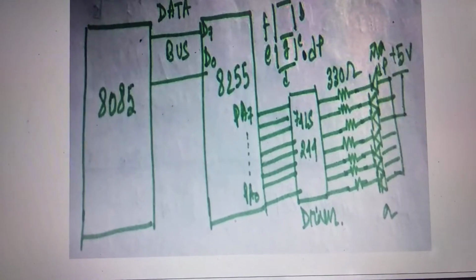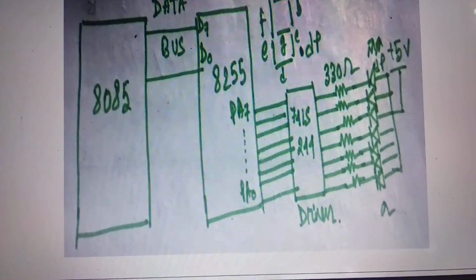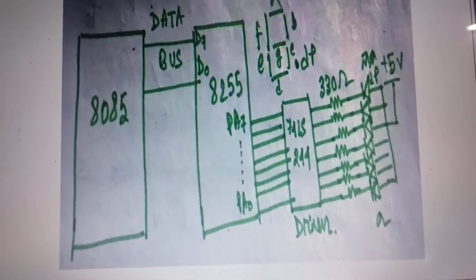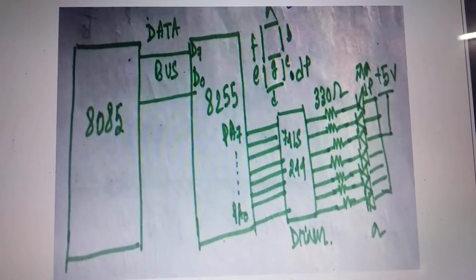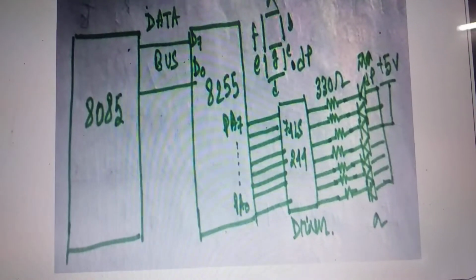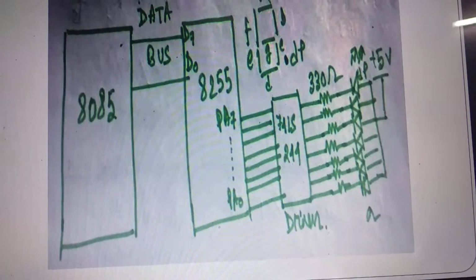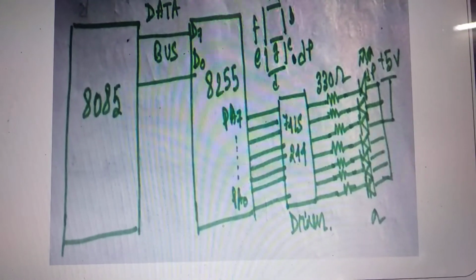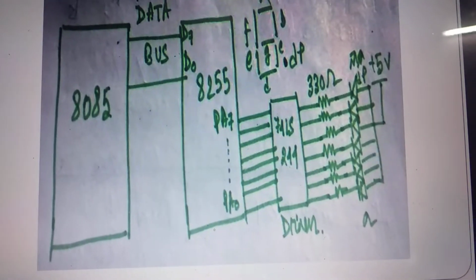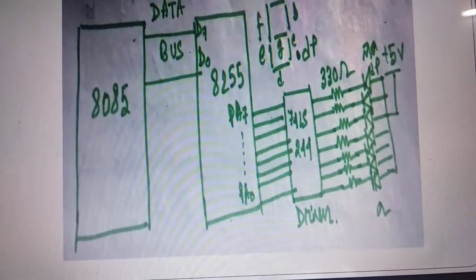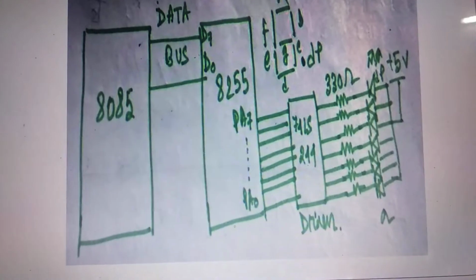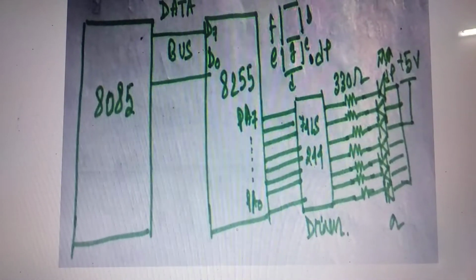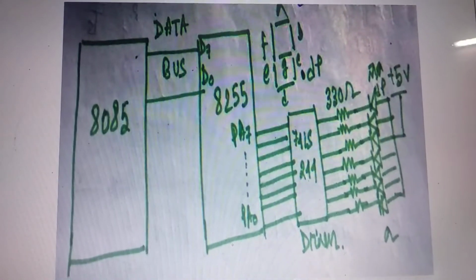So in between port A and the pins of the 7-segment, one driver IC is needed just to feed the required amount of current to the 7-segment display unit, because 8255 is a digital device and it can give only +5 volt output, but the required amount of current is also needed while we will be connecting any display device. And this 330 ohm resistance is known as pull-up resistance.